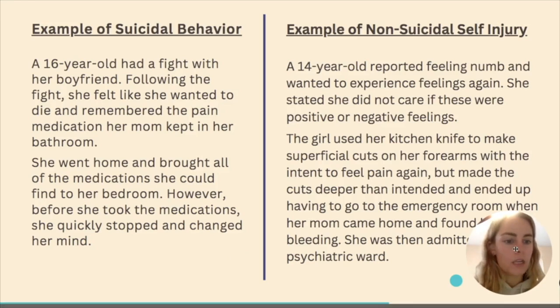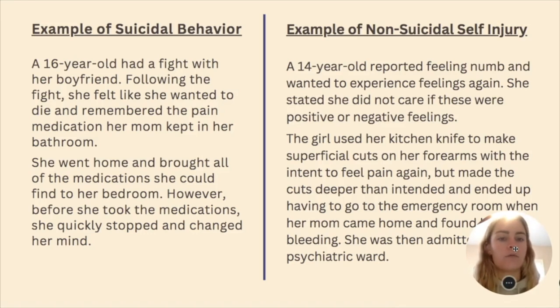Here are some examples of what a suicidal behavior would look like versus what a non-suicidal self-injury would look like. We will start with an example of suicidal behavior. A 16-year-old had a fight with her boyfriend. Following the fight, she felt like she wanted to die and remembered the pain medication her mom kept in the bathroom. She went home and brought all of the medication she could find to her bedroom. However, before she took the medications, she quickly stopped and changed her mind.